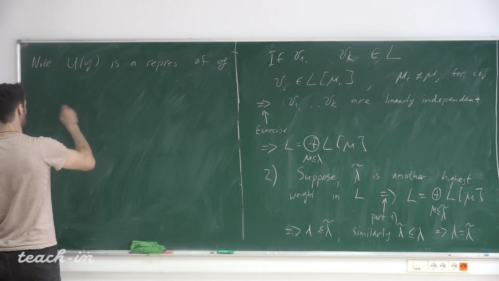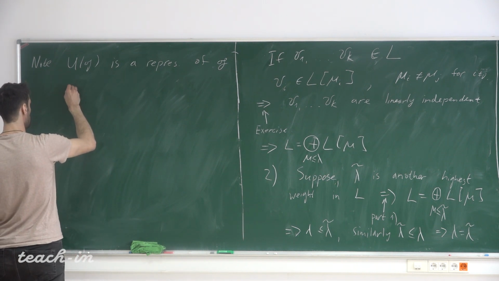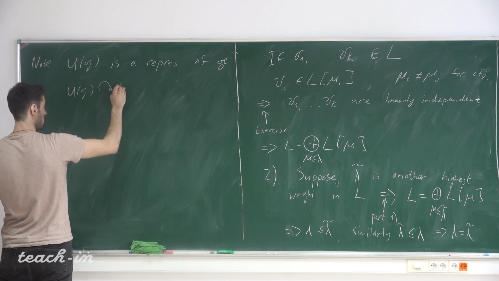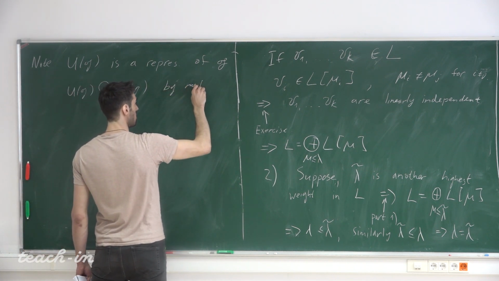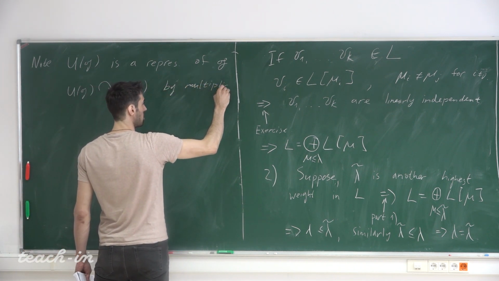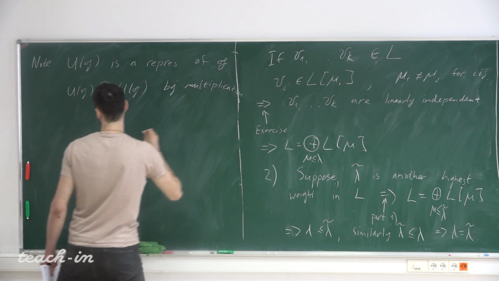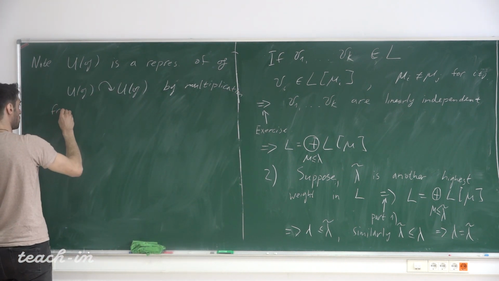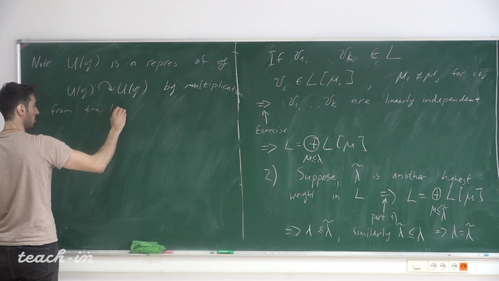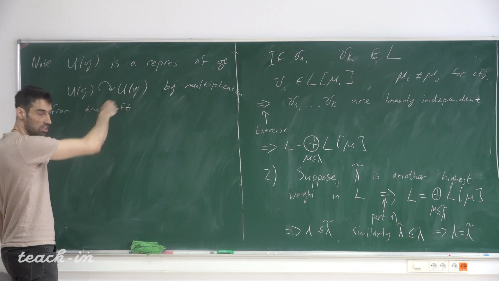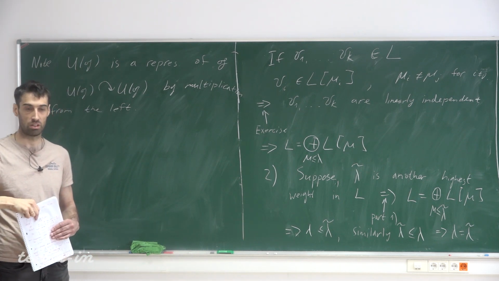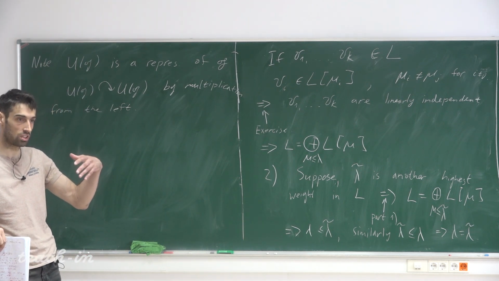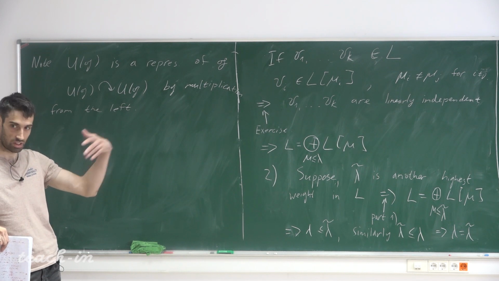Okay. So U of G acts on itself by multiplication from the left. So therefore, U of G is a U of G module, right? But we learned that representations of U of G and representations of G are the same thing.